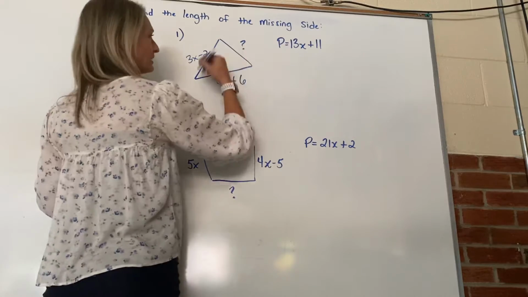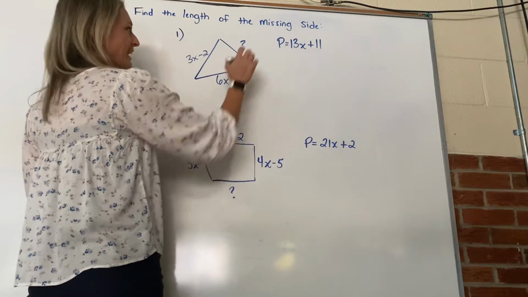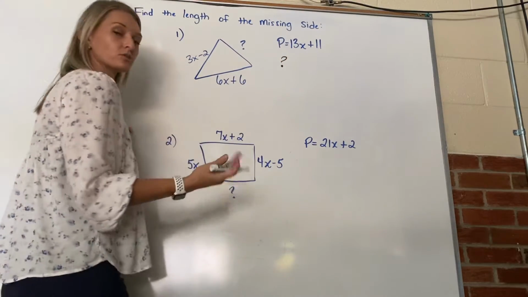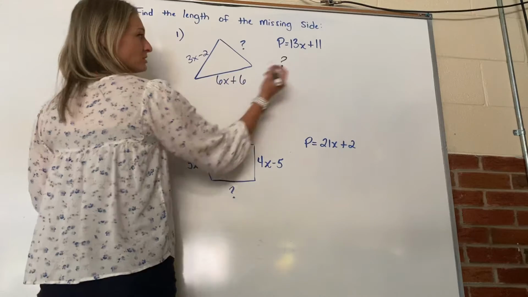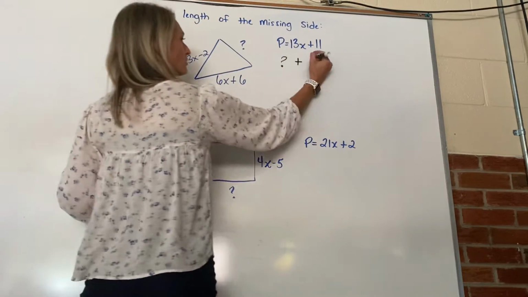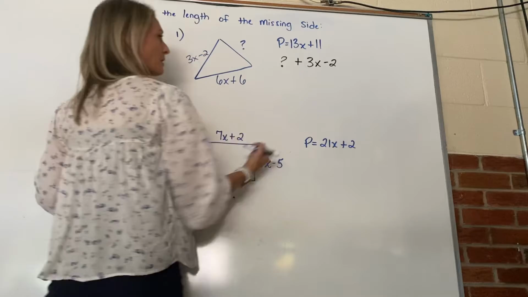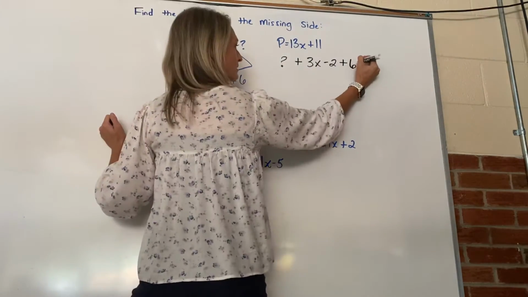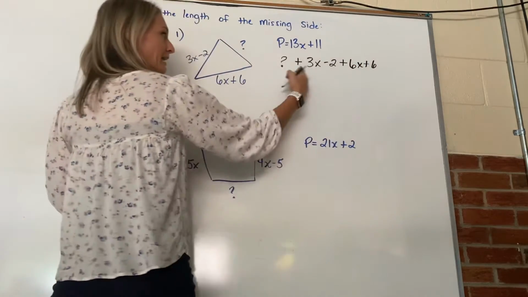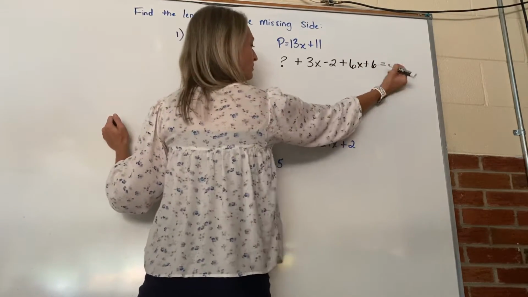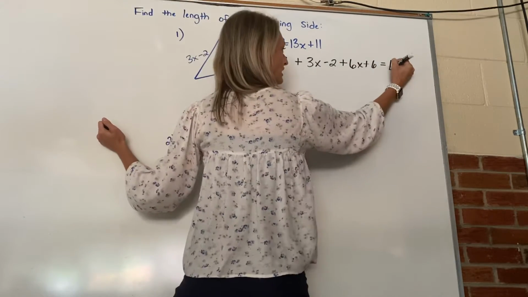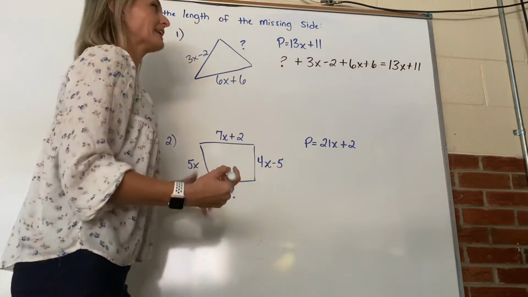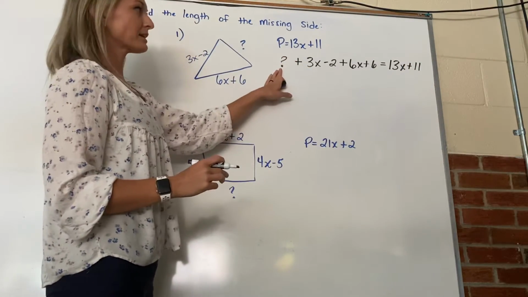So if I take, and again, you can start with any side you want to, and actually I might start with this one. So if I take that side, which I'm just going to put as a question mark because we don't know what it is, and I add it to the other side, so plus the 3x minus 2 plus the 6x plus 6. If I add all three of those sides up, it should equal the perimeter. So it should equal the 13x plus 11. So there's your little equation, and now you just have to get this by itself, okay?